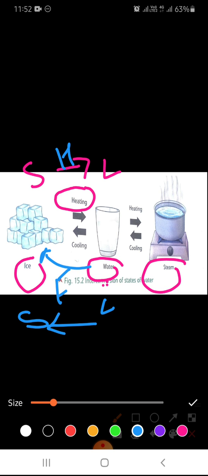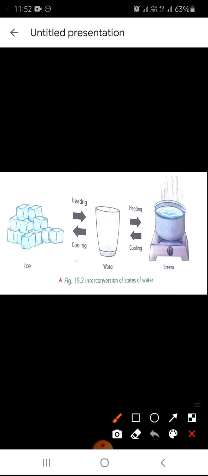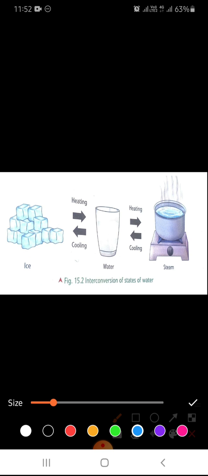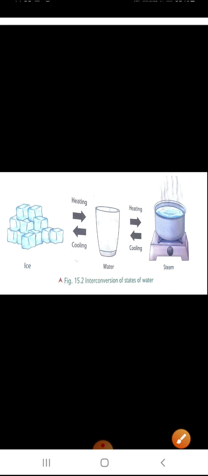Now on this side you can see, on heating water, means on heating a liquid, we will get steam, or we can say vapor form. Similarly, on cooling the steam, we will get water, and on heating water we will get vapor. So we can say that the three forms of water are interchangeable, means we can change the forms by heating or by cooling the liquid or the solid.